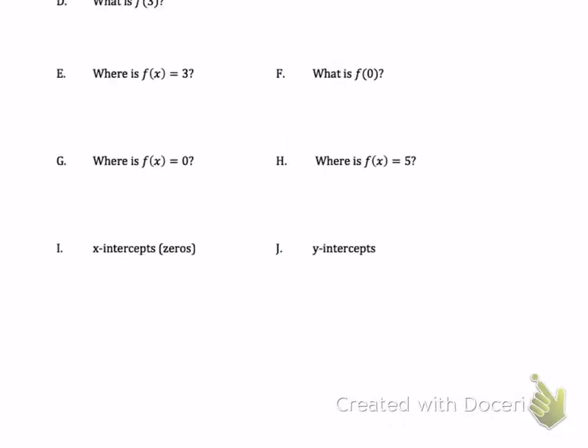Then for G, when does f of x equal 0? So when does y equal 0? I have 3 of them: x equals -2, x equals 4, and x equals 8, because it passes the line 3 times. So what I do is draw a horizontal line at y equals 0, and then I see everywhere that it intersects. When does f of x equal 5?